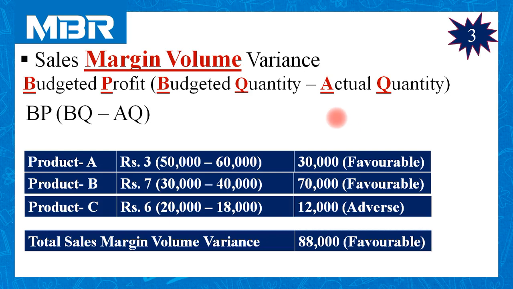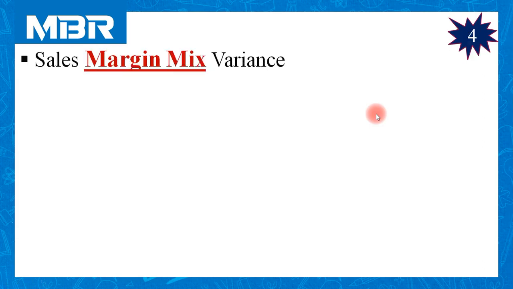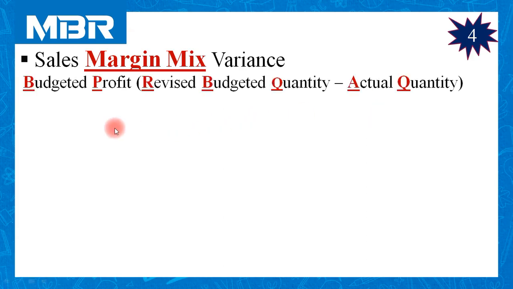Now we need to calculate two more variances, and these variances are part of the volume variance. These variances are mix variance and sub volume variance. Let us move to sales margin mix variance. Formula: budgeted profit into bracket revised budgeted quantity minus actual quantity.